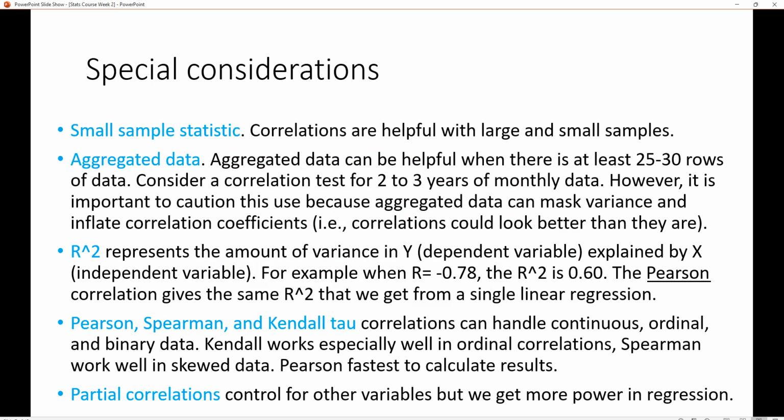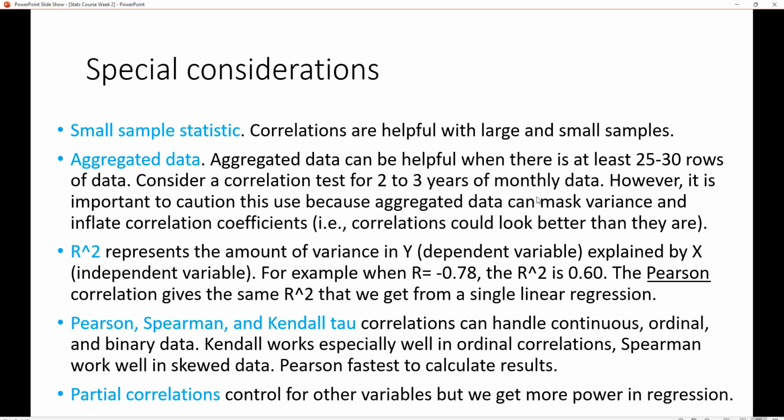There are special considerations when we use correlations. The first is that correlations are great small sample statistics. They're very helpful with large and small data sets. And for the second consideration, we need to think about how we can use it with aggregated data. Aggregated data can be helpful when there is at least 25 to 30 rows of data. Consider a correlation test for 2 to 3 years of monthly data.